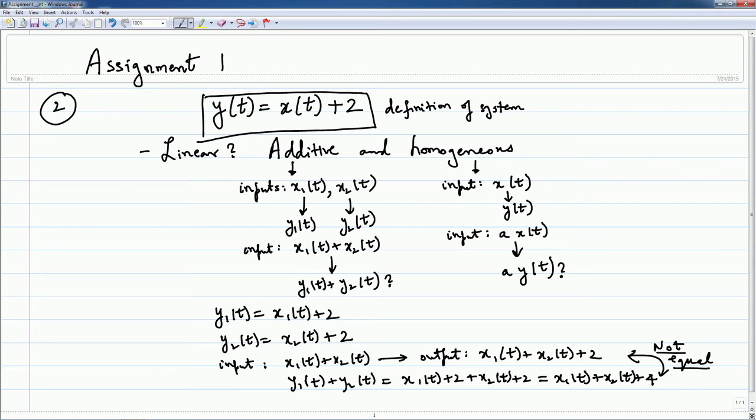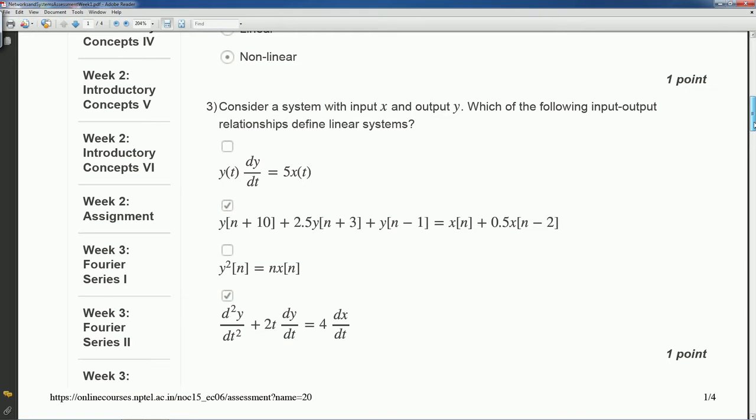Okay. So, let us look at a slightly more complicated type of question, which is say question number 3. Here is a similar sounding question, but the systems satisfy more complicated input output equations. Look at the question here. You have a system with input x and output y, and which of the following input output relationships are linear? That is the question. So, if you look at the first situation, it says y of t times dy by dt equals 5 times x of t.